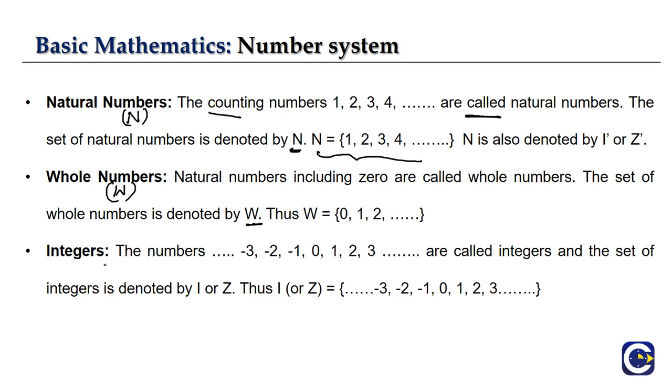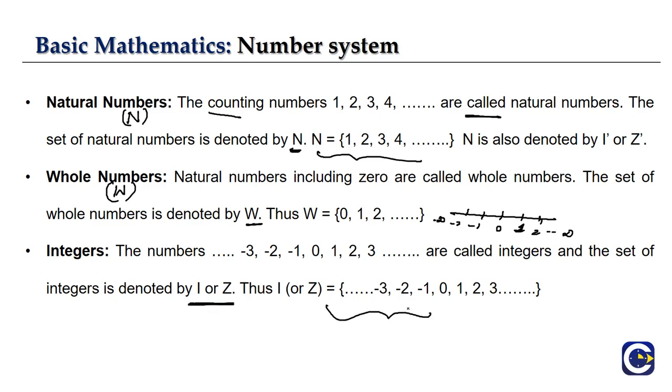And the next type of numbers we have is integers. Integers are nothing but both positive and negative numbers, right? If you see on a number line, we will have 0, 1, 2 and so on to infinity. The numbers behind 0 will be negative numbers, which are -1, -2 and so on to minus infinity. The numbers from minus infinity to plus infinity are called integers, and this set of integers is denoted by I or Z, right?